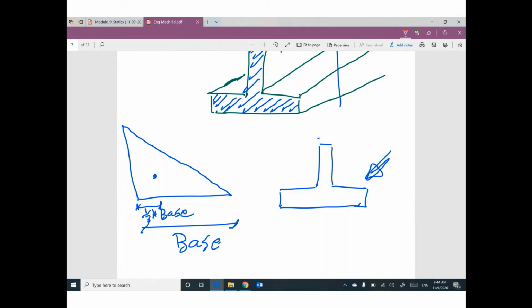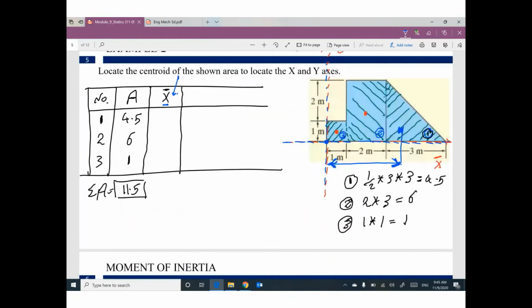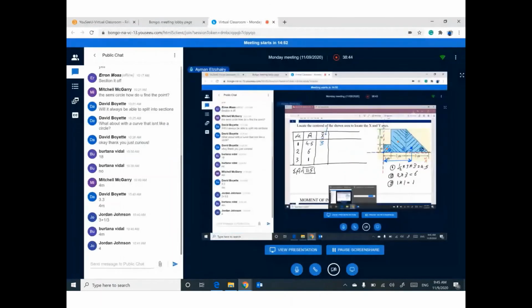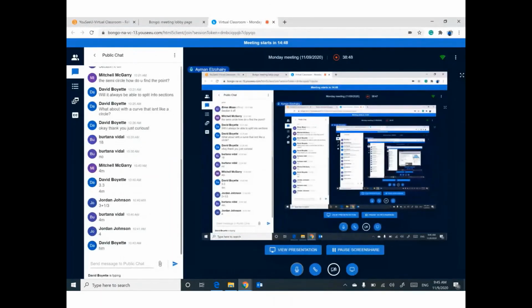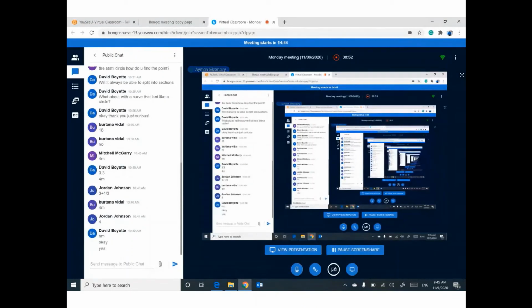So if this base equals 3 meters, this horizontal distance will be 1/3 times 3, which is 1 meter. If this horizontal distance is 5 meters, this horizontal distance will be 1/3 times 5. That makes sense? So this little distance is 1/3 times 3. And we have 2 meters and 1 meter, so the total distance will be 3 meters. Okay, thank you. Thank you, Bortana. Thank you, Jordan. But that makes sense?